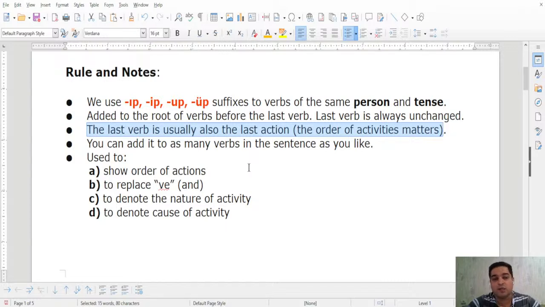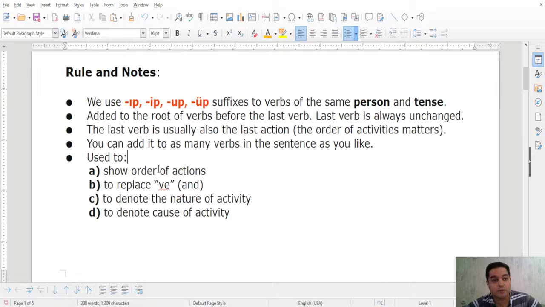So if you, for example, say I drank and then went, drank will come first and then went will come second, okay? So usually with the verbs, you will use the structure where you already know the order of the activities, where you know what happened first, or what will happen first and what will happen next, okay? What else? You can add it to as many verbs as you like, as many as you have in the sentences. So it doesn't matter whether you have 2 verbs or 20 verbs. Usually all the verbs preceding the last one will be changed, can be changed, okay? So there is no problem with modifying the verbs as many as you like.